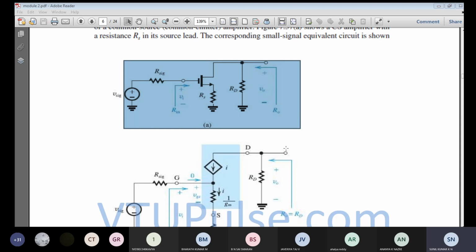Correct? So are there any changes going to happen now? So I is equal to V by R. V is the gate to source voltage, and R is 1 over Gm.